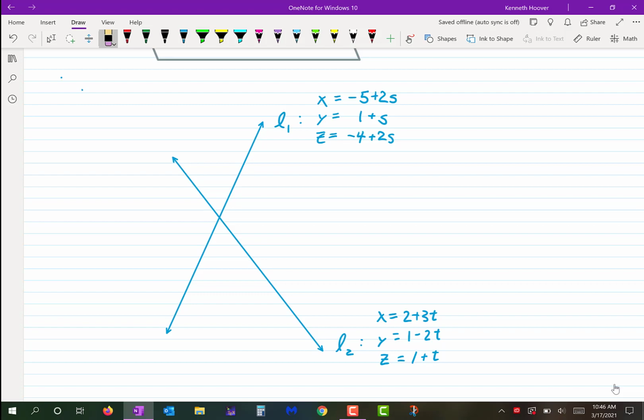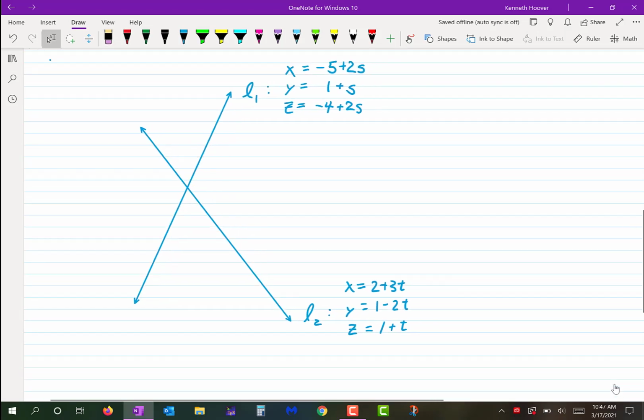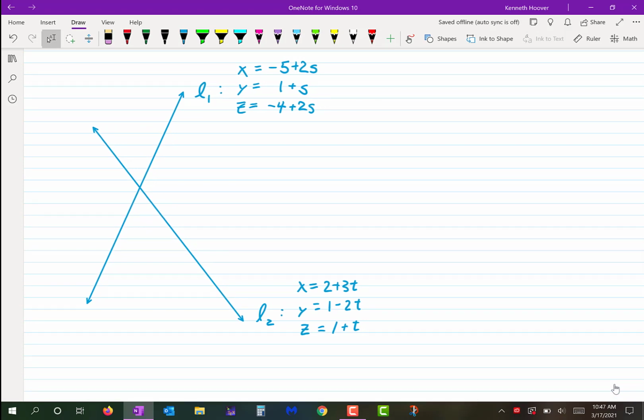Okay? And if they intersect each other, then that means they lie on one plane, and we want to find the equation of that plane. So the first step is to see if they intersect each other. How do we do that? We talked about that in the last lecture. Let's take any pair of equations, either the x equations, the y equations, or the z equations. Any one you want. I'll just take the x equations.